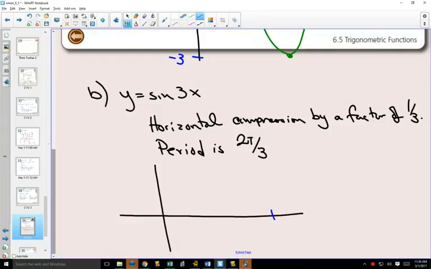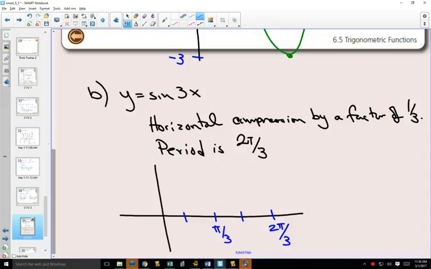We mark our period, but now our period instead of 2 pi is 2 pi over 3. Divide it into 4 equal sections. I always start with the one in the middle because that's half of 2 pi over 3, which will just be pi over 3.